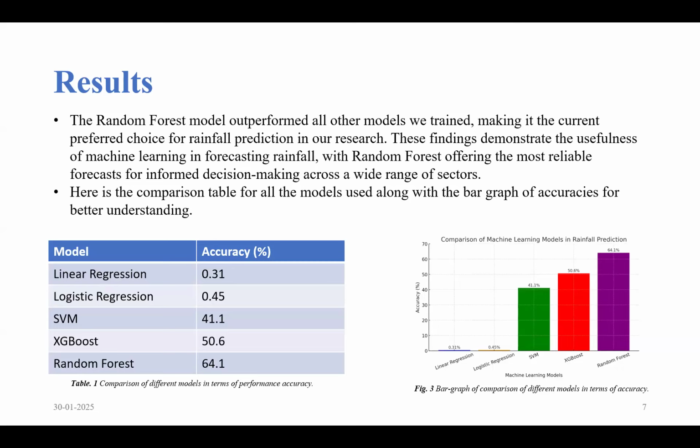After that, logistic and linear regression both have very low accuracy and very poor performance, because both assume a linear relationship between input variables and rainfall, which is not realistic. Rainfall depends on multiple non-linear factors, making these models unsuitable. We can see the bar graph here. The bar graph clearly shows that random forest is the most reliable model for rainfall prediction.